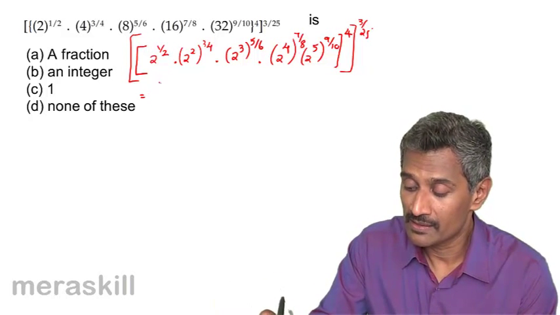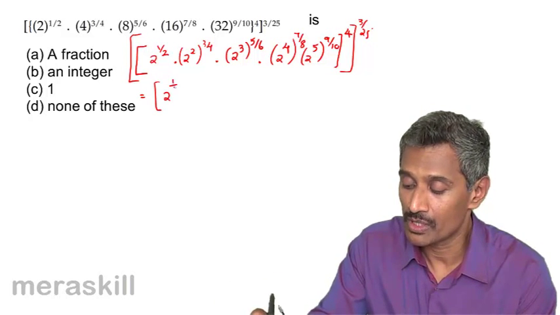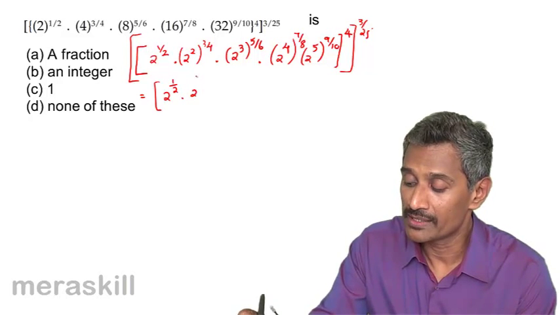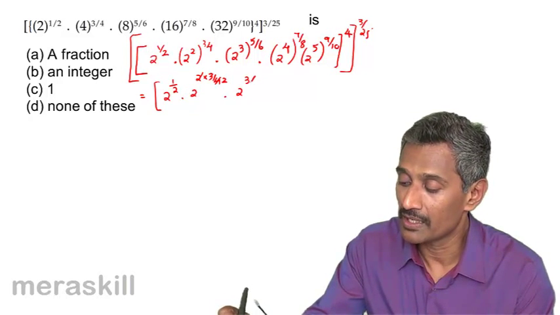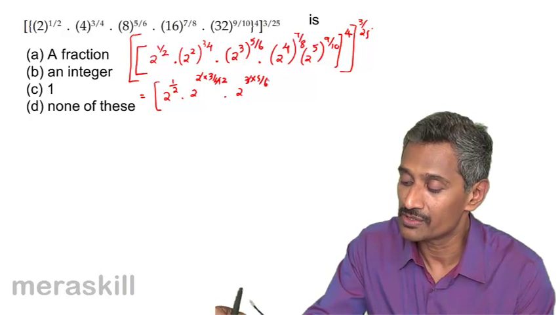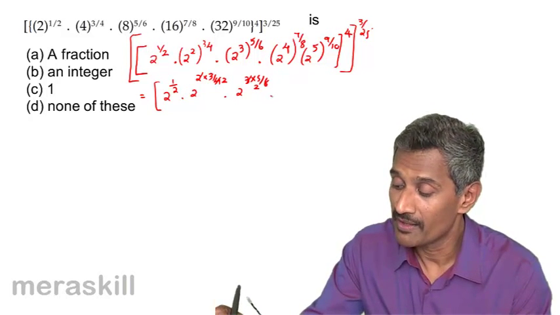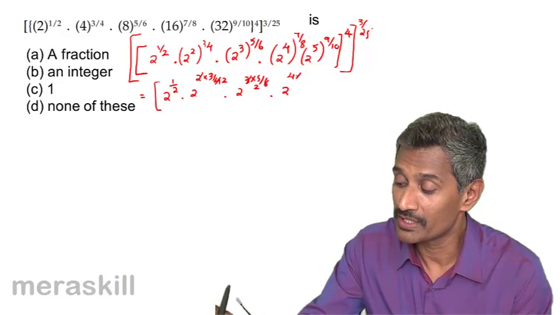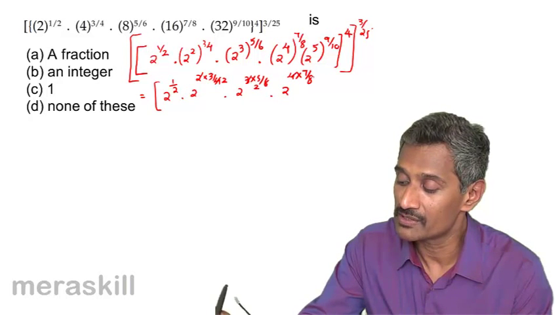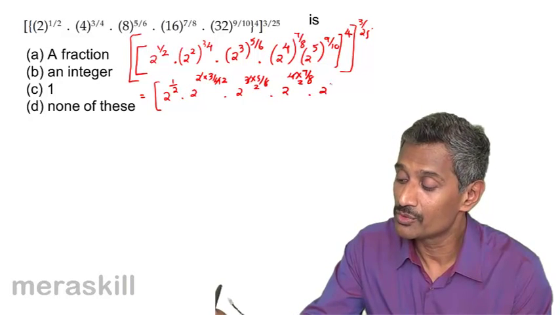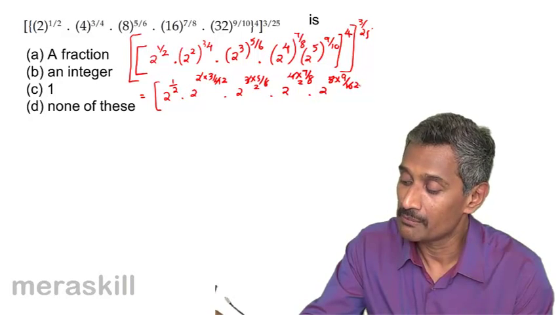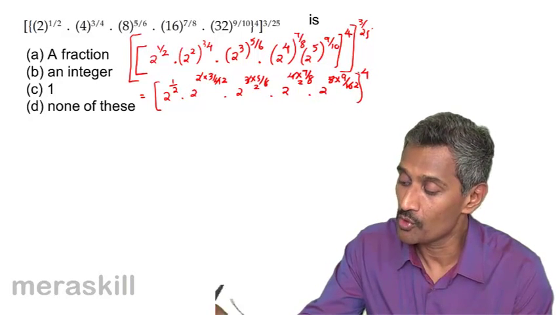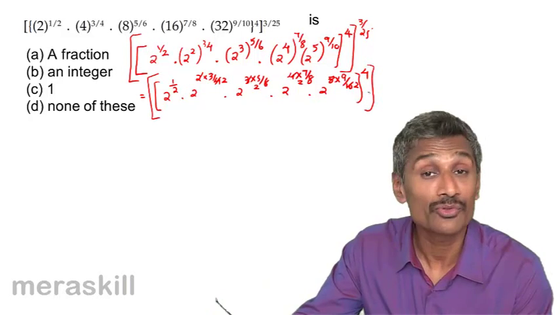So now this, if you see, is nothing but 2 raised to half into 2 raised to 2 into 3 by 4, which becomes 3 by 2, into 2 raised to 3 into 5 by 6, which is 5 by 2. This becomes 2 raised to 4 into 7 by 8, which is 7 by 2, into 2 raised to 5 into 9 by 10, which is 9 by 2, the whole raised to 4, and this whole thing raised to 3 upon 25.